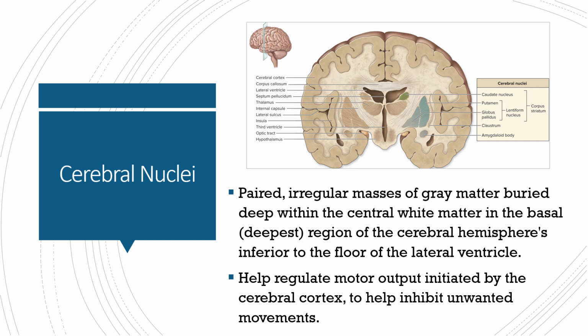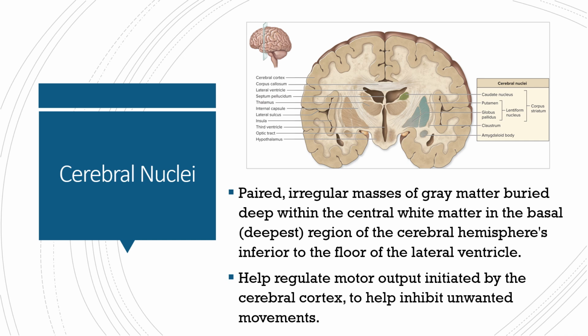Some of the main components include the caudate nucleus. This component is involved in various functions, including motor control, learning, and memory. There is also the lentiform nucleus, which is made up of the putamen and globus pallidus. It plays a role in motor control and coordination.